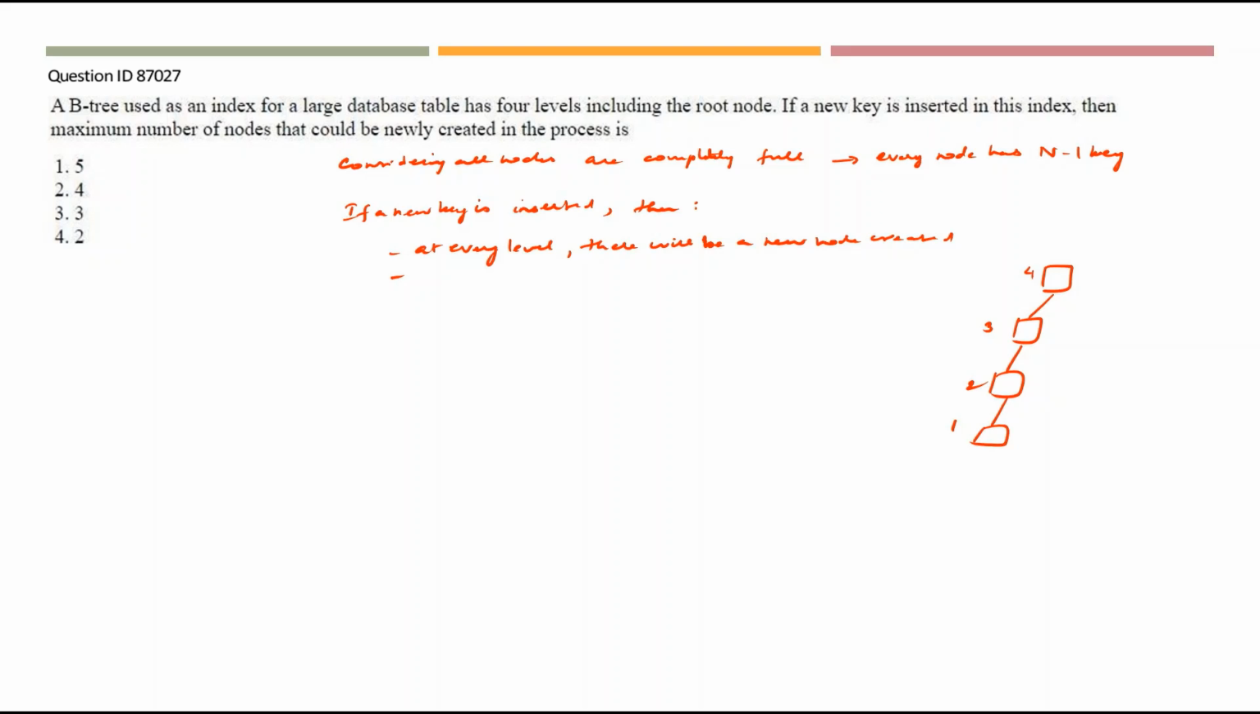And the second point will be at the root level. The root node will also be broken into 2 parts. So for 4 levels, we will have 4 nodes. And in the worst case, if the root node is breaking into 2 parts, we will get an additional 1 node. So in total, we can have 5 new nodes at the maximum. The maximum number of nodes that could be newly created in this process will be option 1, 5.